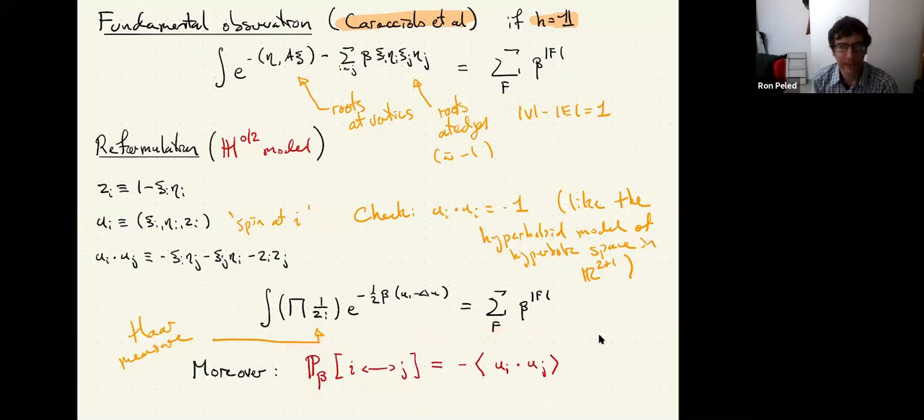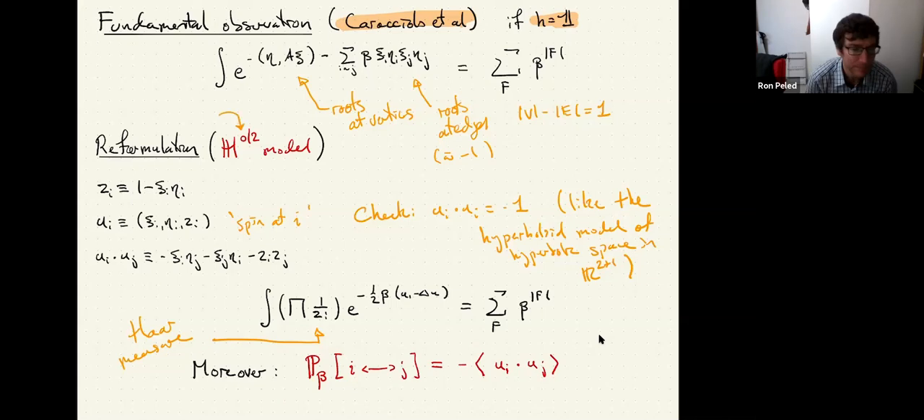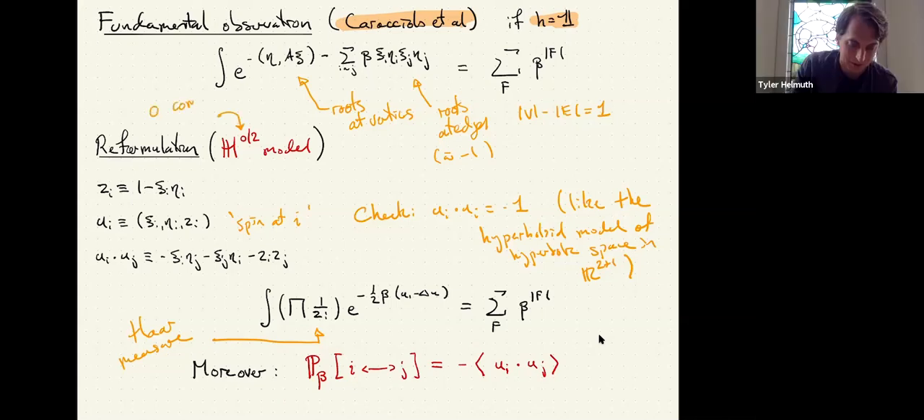Tyler? Yeah. When you write 0|2, this is to say that the integration is purely fermionic with two Grassmann variables per site? Exactly. So 0|2 means 0 commuting variables, and it means 2 anti-commuting variables.